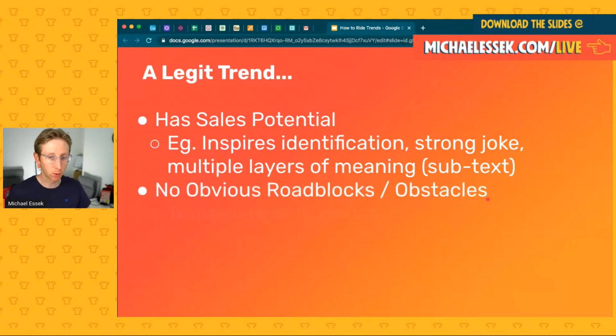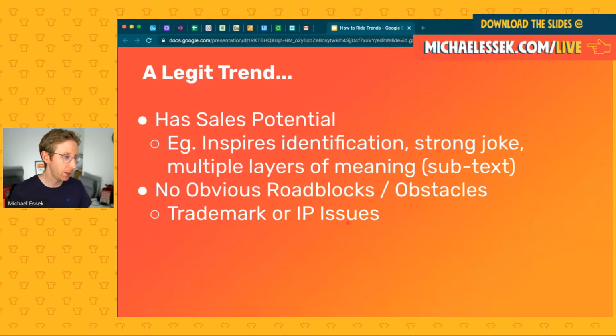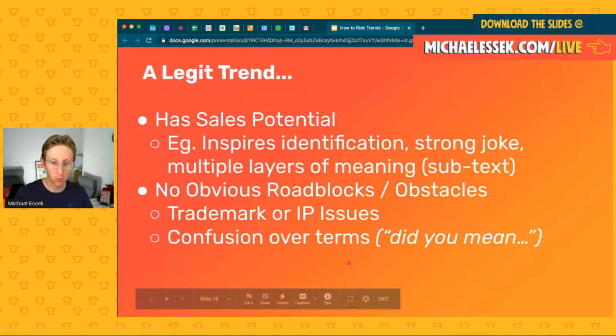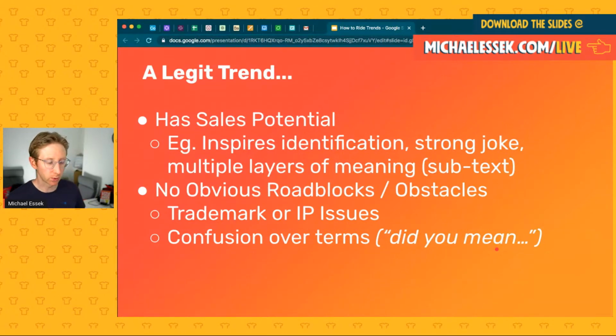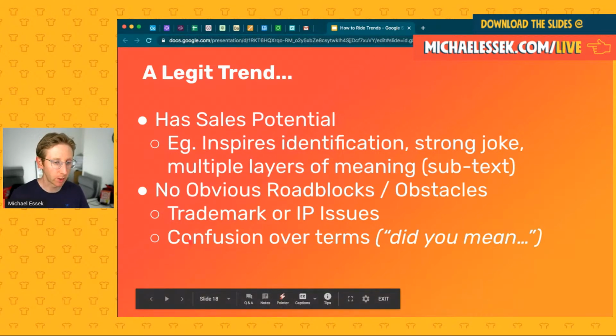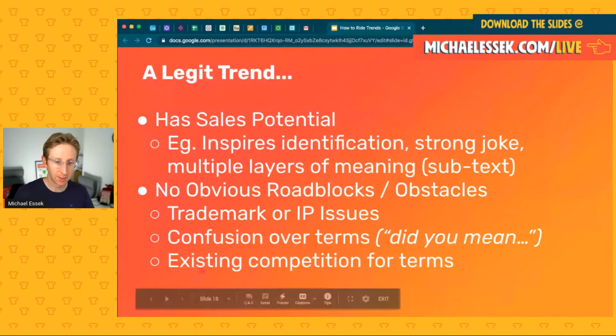Are there any obvious roadblocks or obstacles? Are there any trademark or IP issues? Well, no, thankfully. There are no trademark or IP issues around this particular story or trend or viral topic. Are there potential confusion over terms? There is potential there. For example, if you do a search for gender reveal t-shirt, you're going to find a lot of t-shirts around gender reveal parties. You're not going to find jokes about a gender reveal party starting a fire. So there is potential confusion there. So that's something we might want to give a warning sign around, but let's leave it to one side for the moment. Existing competition for terms.